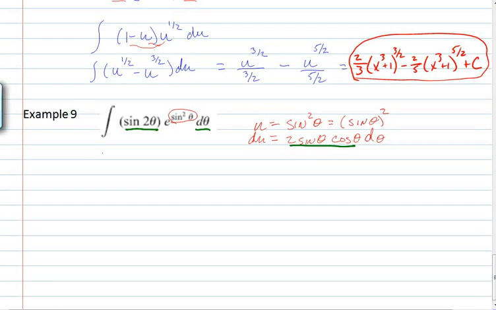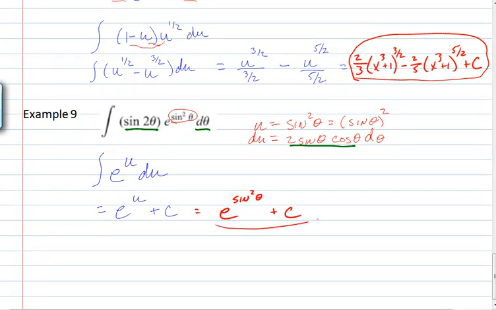So when we rewrite this horrible looking problem, it becomes the integral of e to the u du. And what do we get when we integrate e to the u du? e to the u plus c. So this is going to be e to the sine squared theta plus c. Looked really bad, not so bad for real.